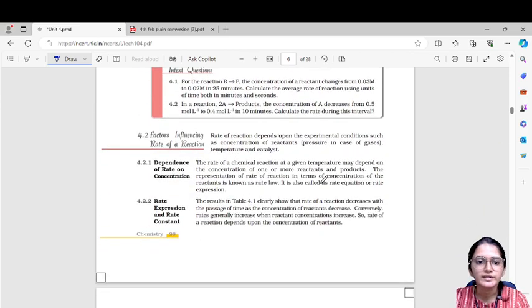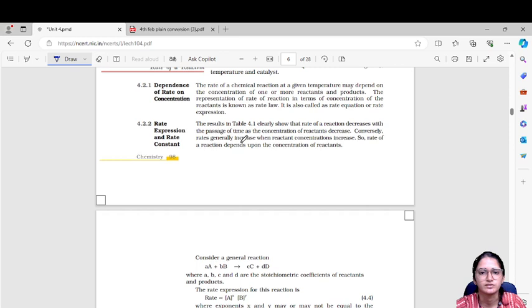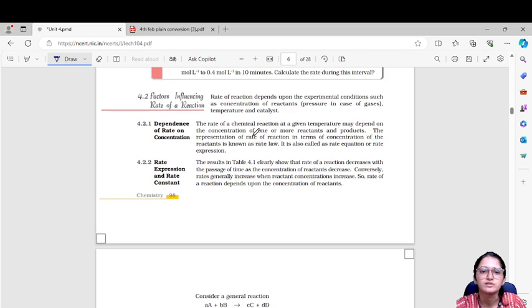Now let us discuss factors influencing the rate of reaction. There are many factors which influence the rate of reaction. So the rate of reaction depends on experimental conditions such as concentration, pressure, temperature, and catalyst. First, let us discuss dependence of rate on concentration. The rate of a chemical reaction at a given temperature depends on the concentration of one or more reactants and products. The representation of rate of reaction in terms of concentration is called the rate law. Here we introduce one more term, the rate law, and the equation of rate law is very important. So let us see rate expression and rate constant.